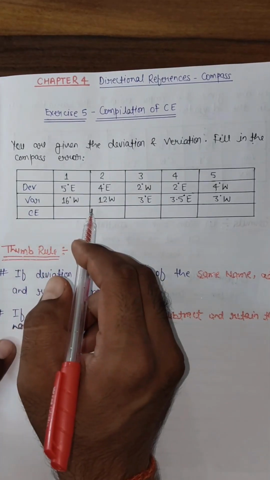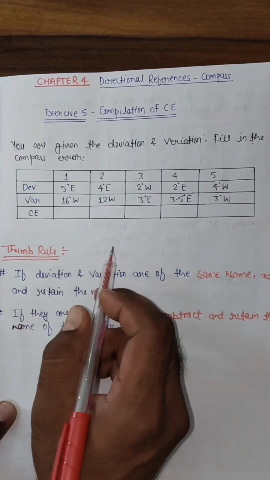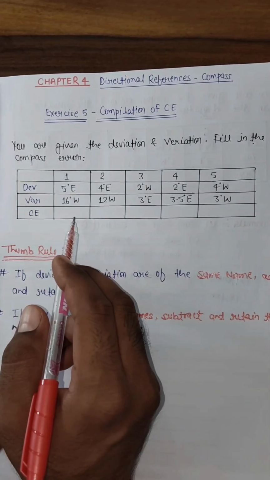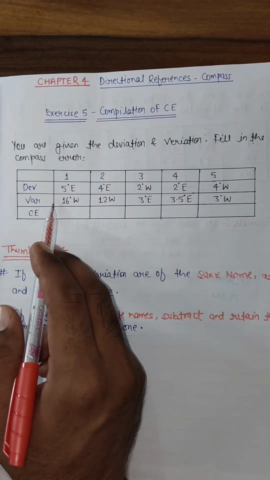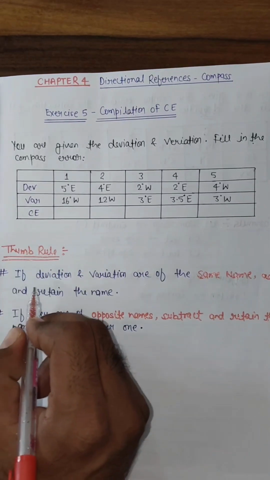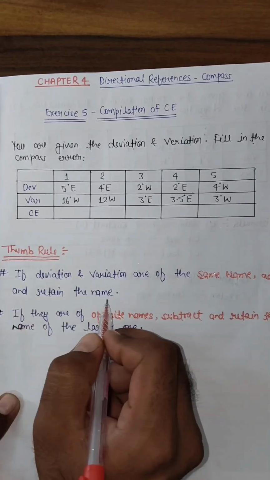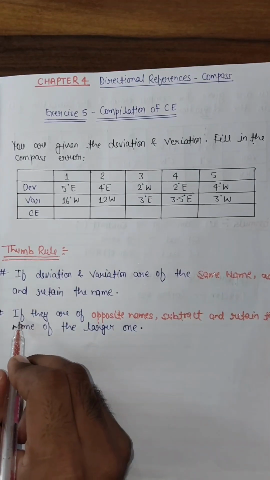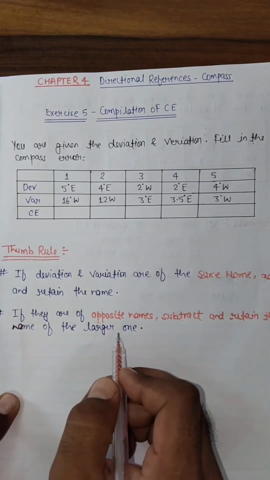Before going to solve this type of questions, there is a thumb rule. There is a formula for finding this type of answer if the deviation and variation are given here. The first formula is: if deviation and variation are the same name, add and retain the name. And the second one is: if they are of opposite names, subtract and retain the name of the larger one.